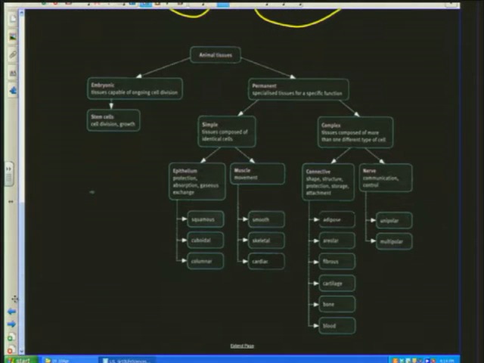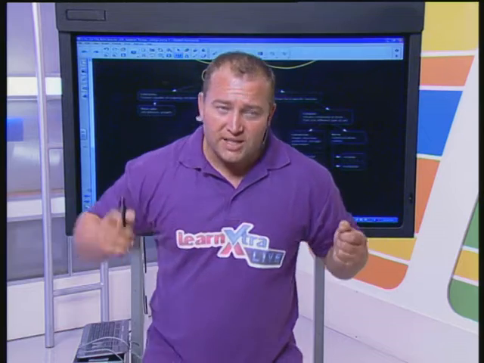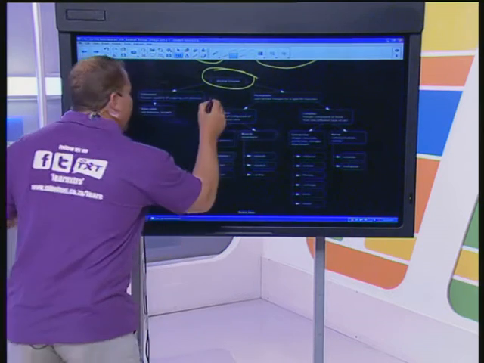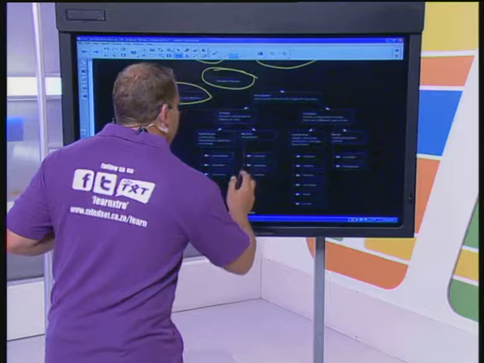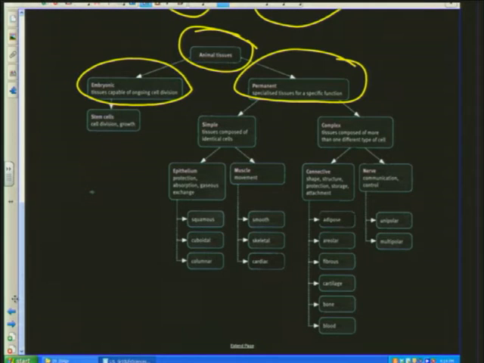Okay, now, on the board behind me, first we've put animal tissues. With the animal tissues, we say it's divided into two types. Firstly, the embryonic tissue, that's where it starts making all different tissues. And then we've got the permanent tissues, which we've spoken about. Nice and easy.